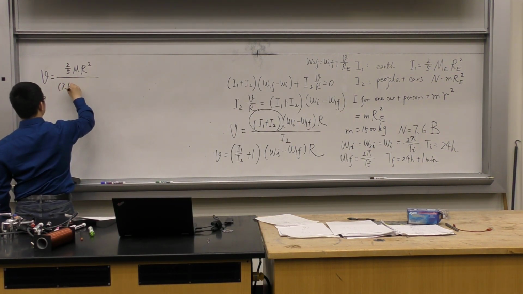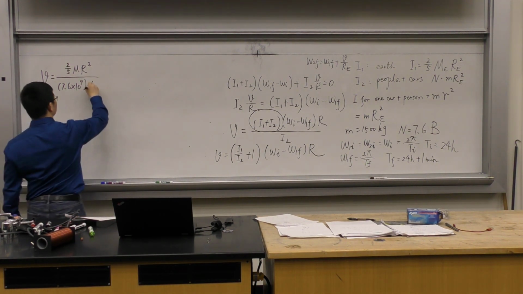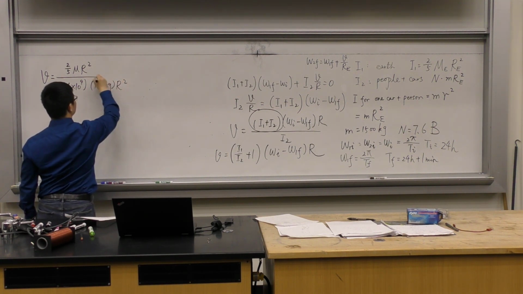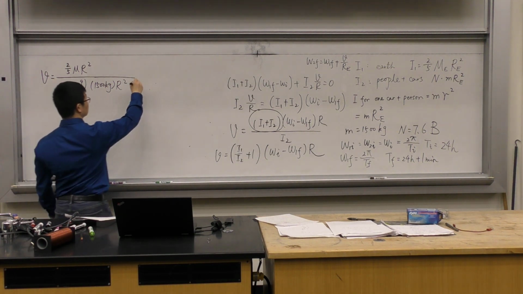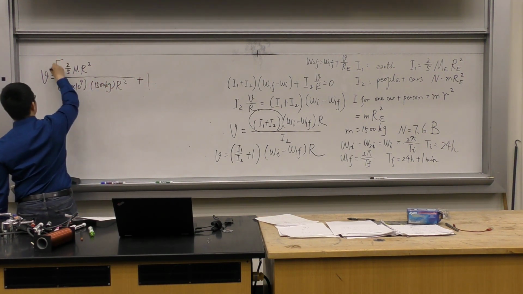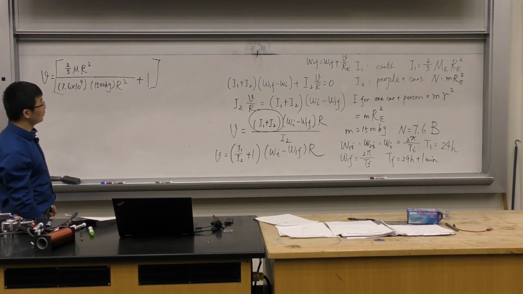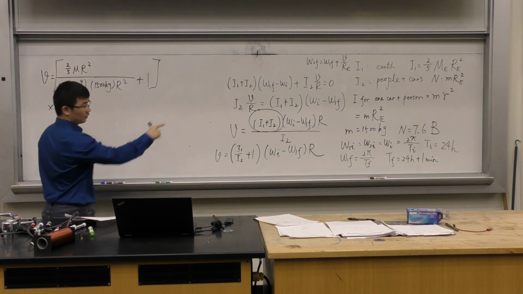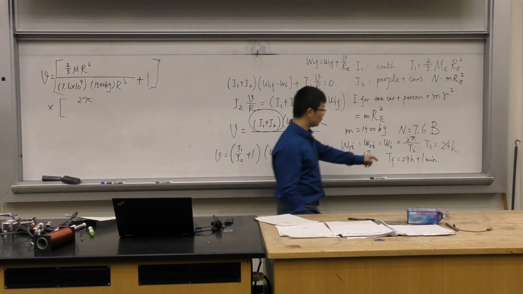So 7.6 times 10 to the 9th. That's the world population. 1,500 kilograms, and then R squared. So you see R squared are even going to cancel. So this is the first thing. Now this thing times omega I minus omega 1f. Omega I is 2 pi over the initial period.